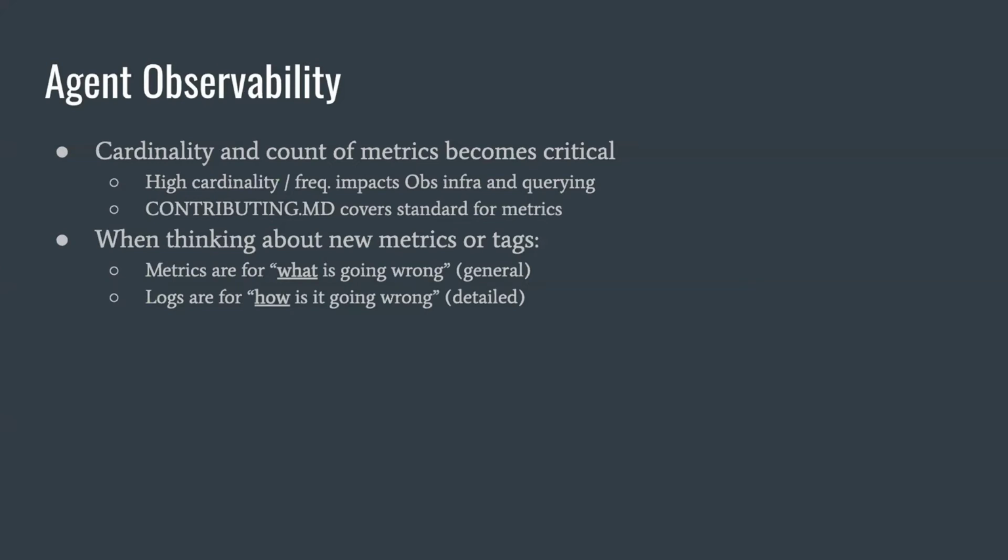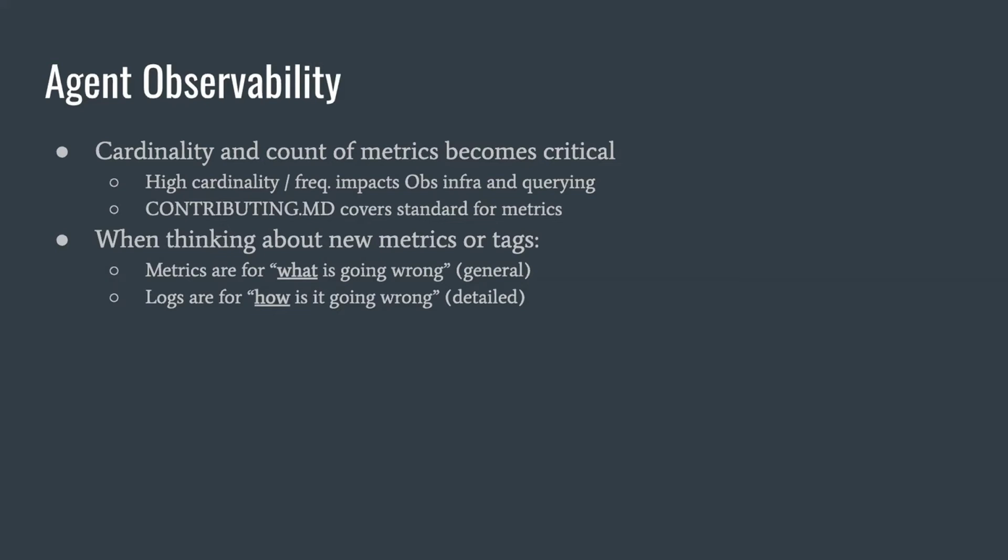Going into specifics for agent observability, things we notice is that cardinality and the number of metrics being emitted are super critical. Very high cardinality and frequency of emission can actually start crippling your observability infrastructure and also make it more difficult to query for the data for your alerts or for your graphs. The queries might time out, or they might just take far too long for the graph to be usable.